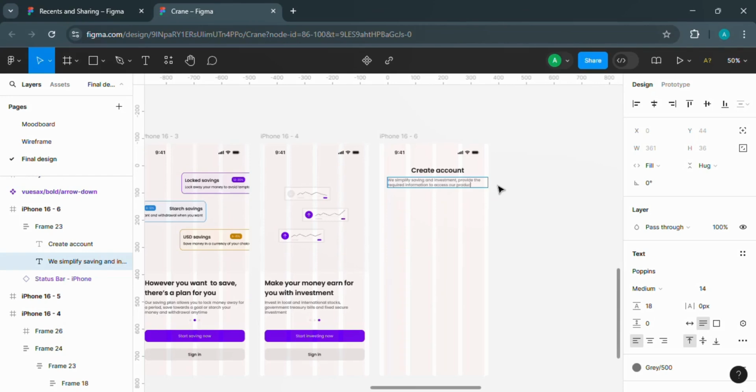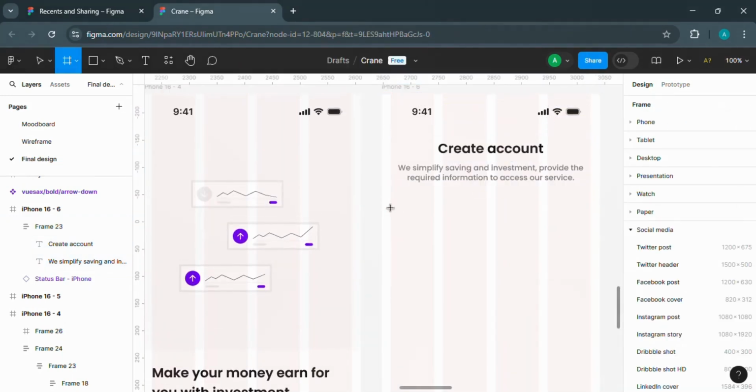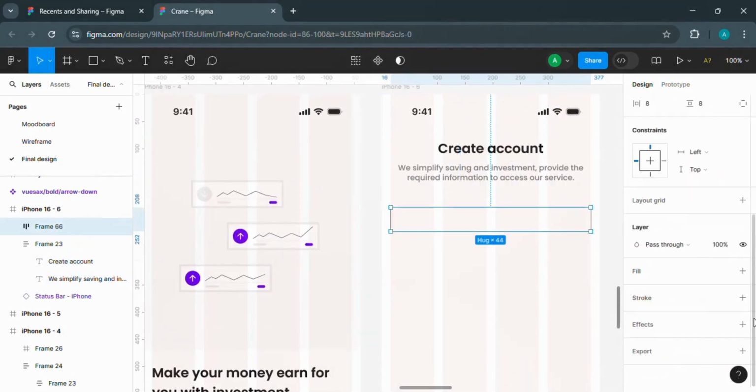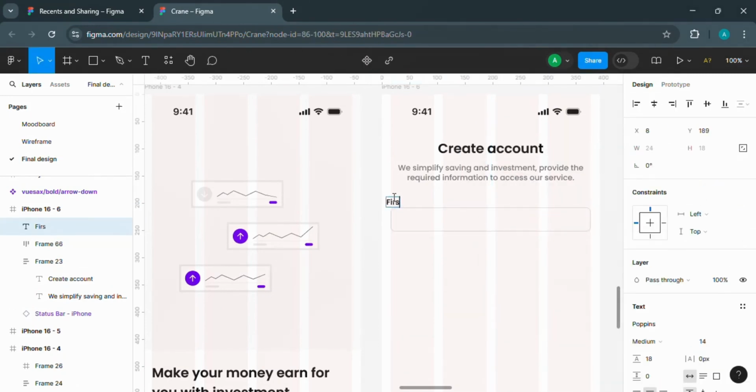The second pattern is progressive disclosure. To use financial services, users are required to provide sensitive information like their social security number, ID numbers, and verifications. And asking the user for this information when they just sign up can be overwhelming.